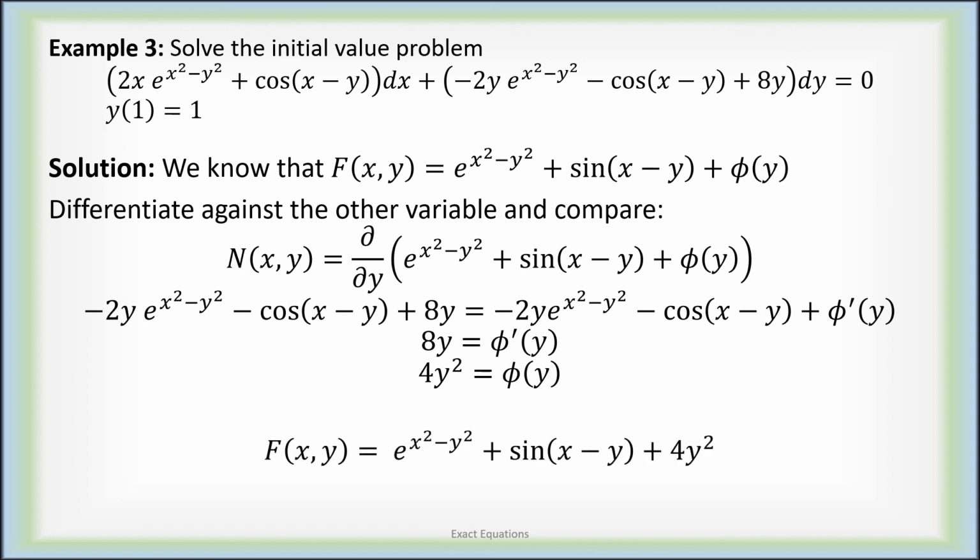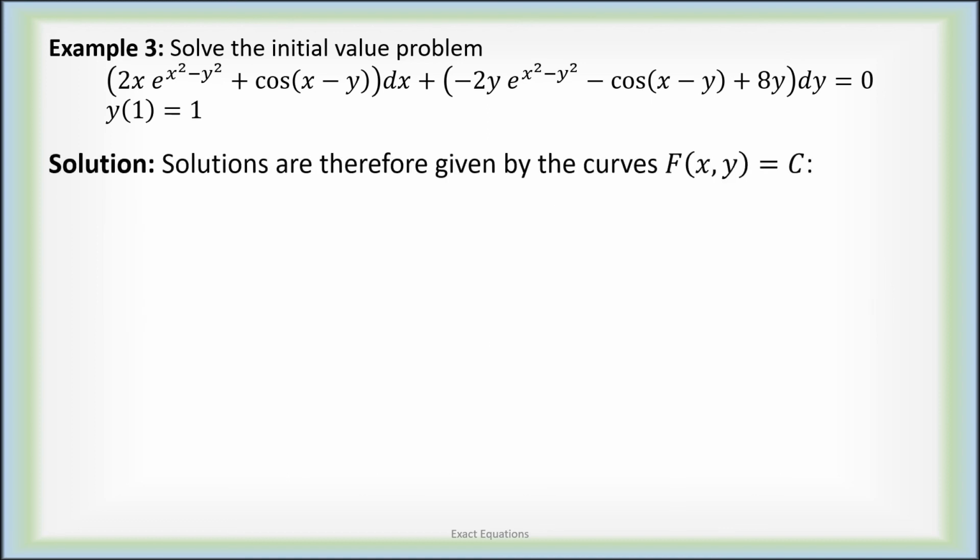So capital F of x,y is e to the x squared minus y squared plus the sine of x minus y plus 4y squared. And solutions to our differential equation are of the form capital F of x,y equals a constant. So here we have it. We also see, by the way, why the constant of integration from phi wouldn't really matter. It can be absorbed into this constant over there.